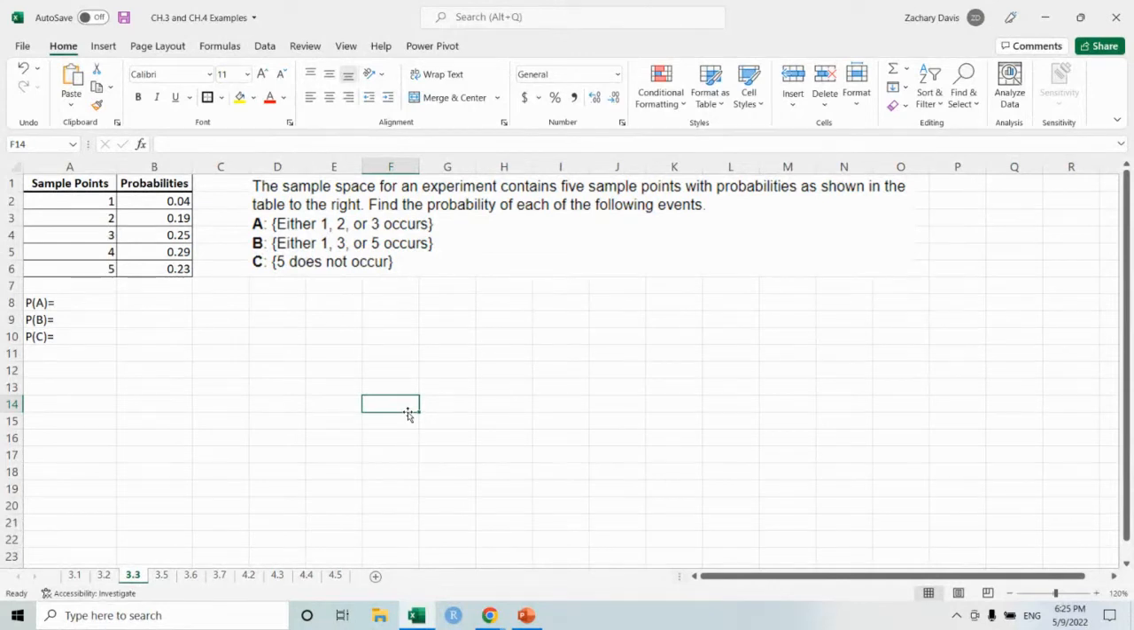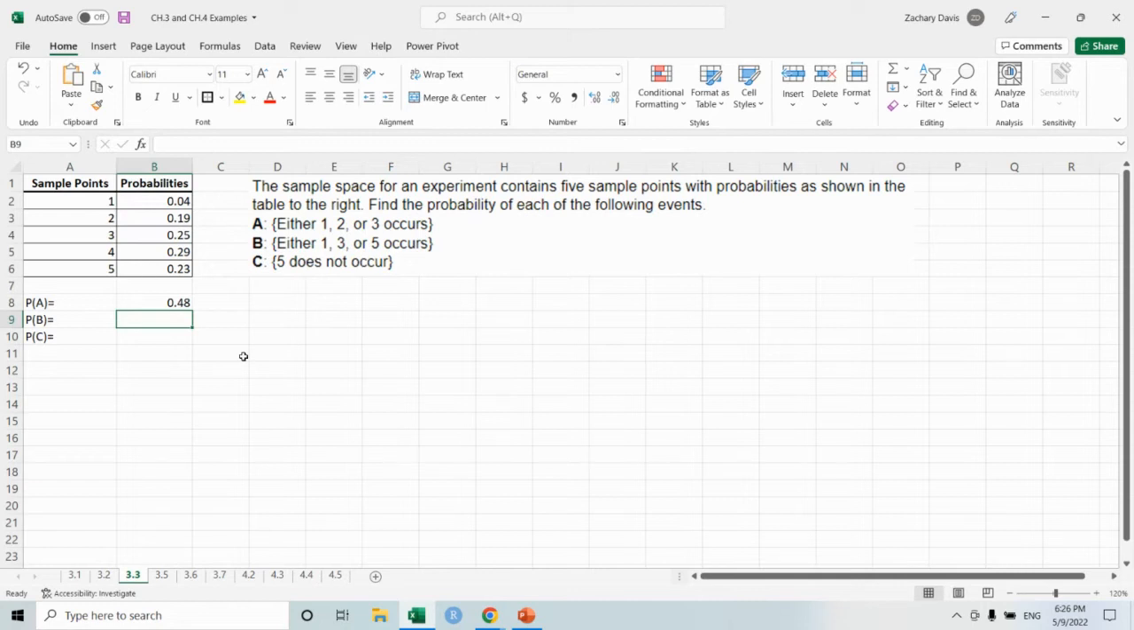So since we're only rolling 1 die, what does that mean? Since we're only rolling 1 die, we're not going to have to subtract anything. So it's just going to be the sum of the possibilities of these events occurring. So it would be equal to the probability of 1 plus the probability of 2 plus the probability of 3. So in this example, 48% chance that that would occur.